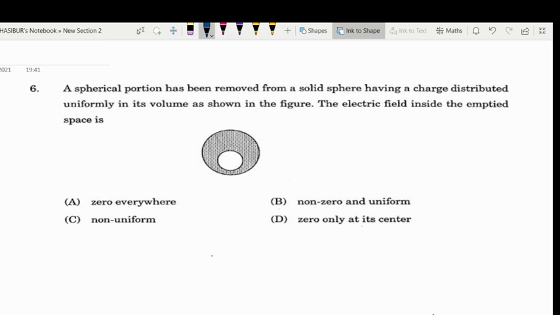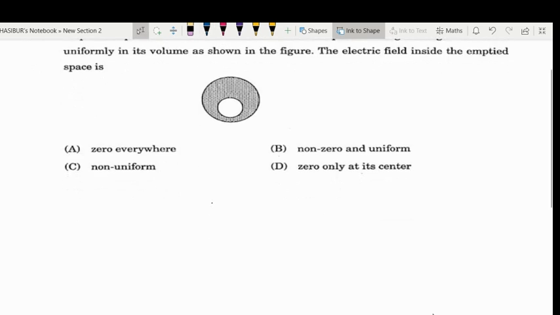Today I am going to discuss a problem from electrostatics. Before I dive into this problem, I want to build up a concept to understand this problem and to solve this question.